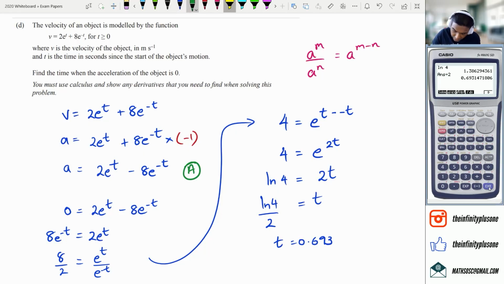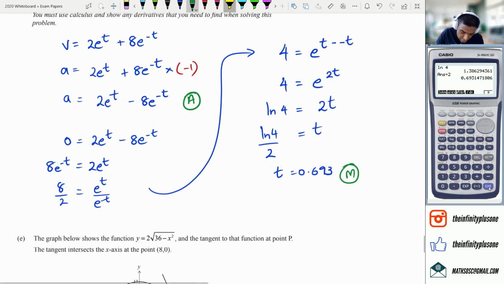And a correct solution with a correct derivative gets you a merit grade. Okay, so let's go to the last question of this paper.